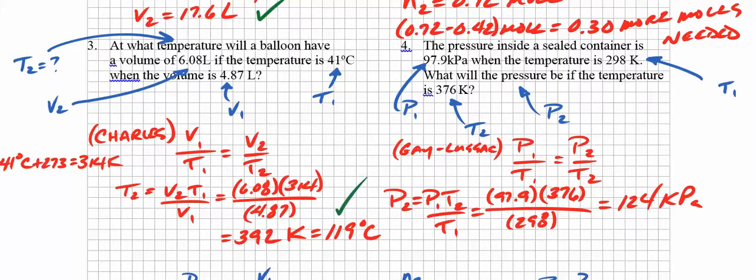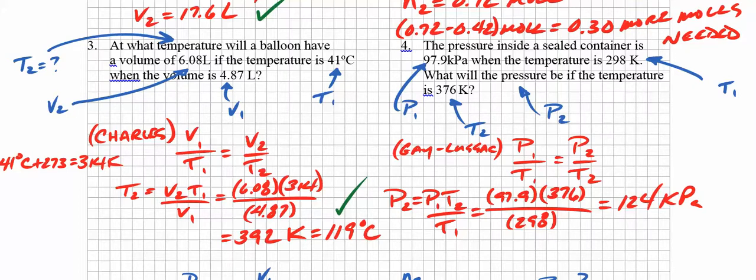It says the pressure inside a sealed container is 97.9 kilopascals when the temperature is 298 Kelvin. What will be the pressure if the temperature is 376? So let's identify our variables. P1 is the 97.9. T1 is the 298 Kelvin. And then P2 is what we're looking for. That's the pressure we're looking for. T2 is 376 Kelvin. In this case, we're going to use a law called Gay-Lussac's law.